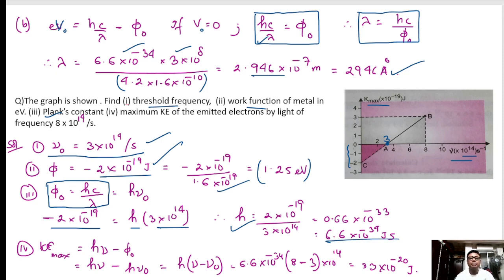Next they are asking for the maximum kinetic energy of the ejected electrons by a light of this frequency. The incident frequency is given to us, I know h, and the work function remains constant, so putting the values we can calculate the maximum kinetic energy. Clear?